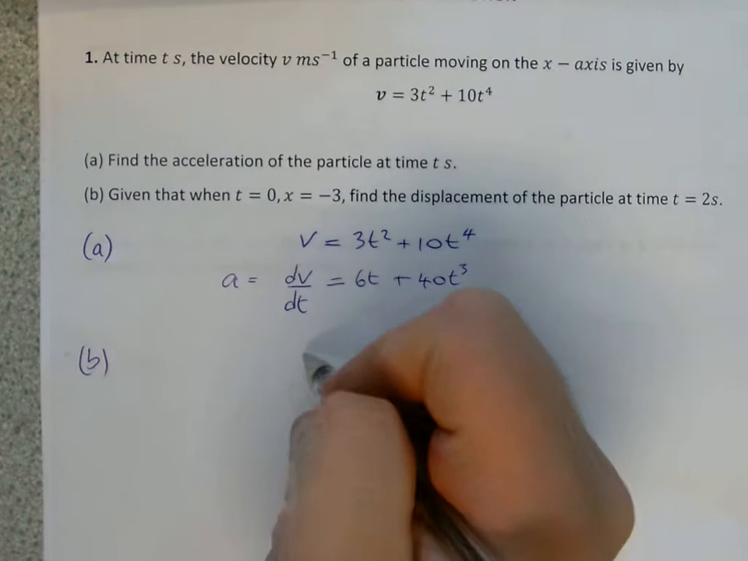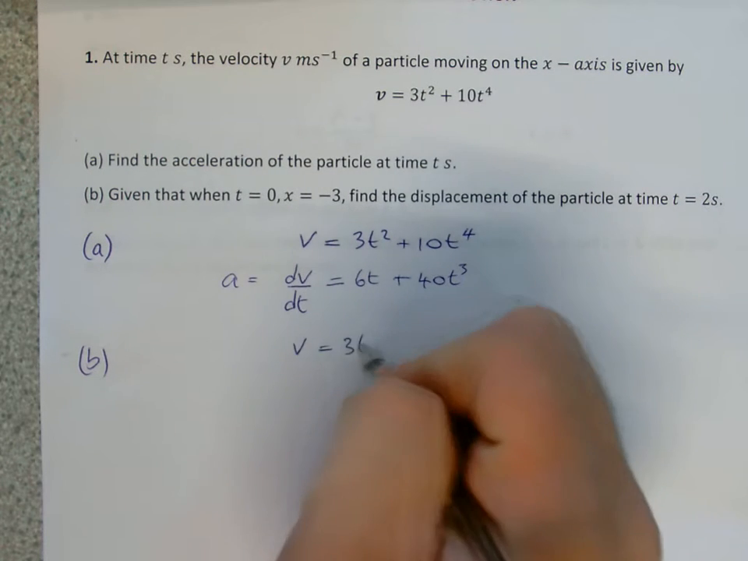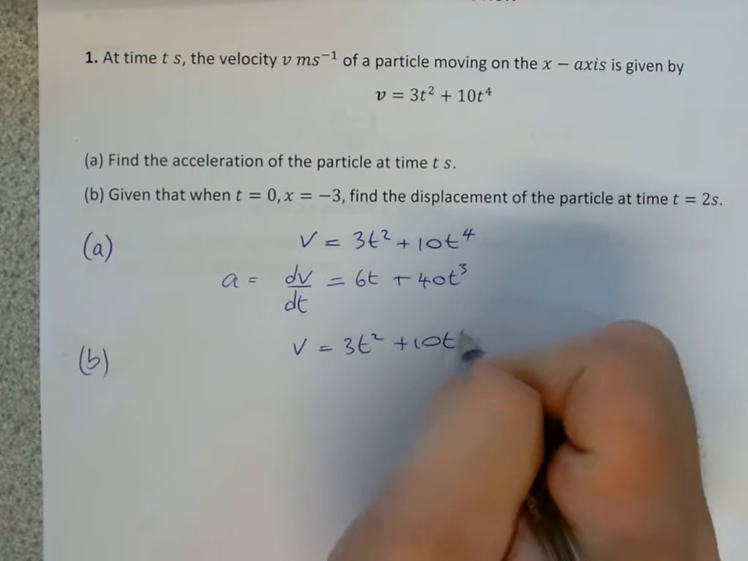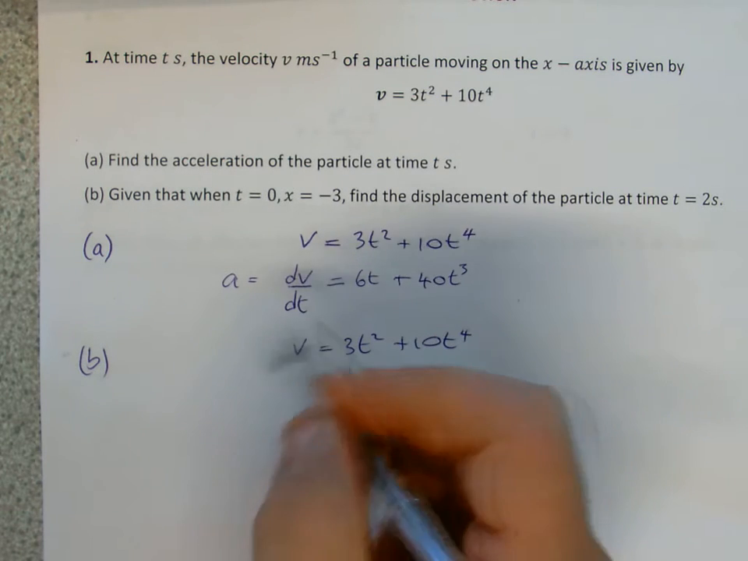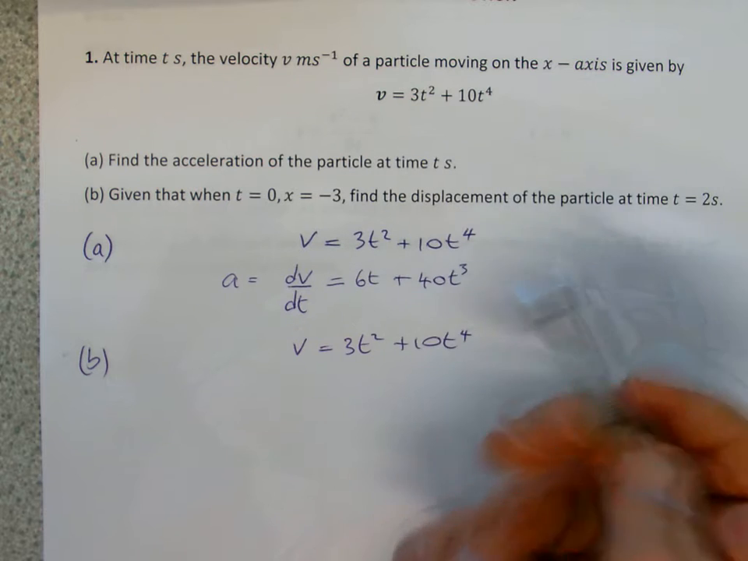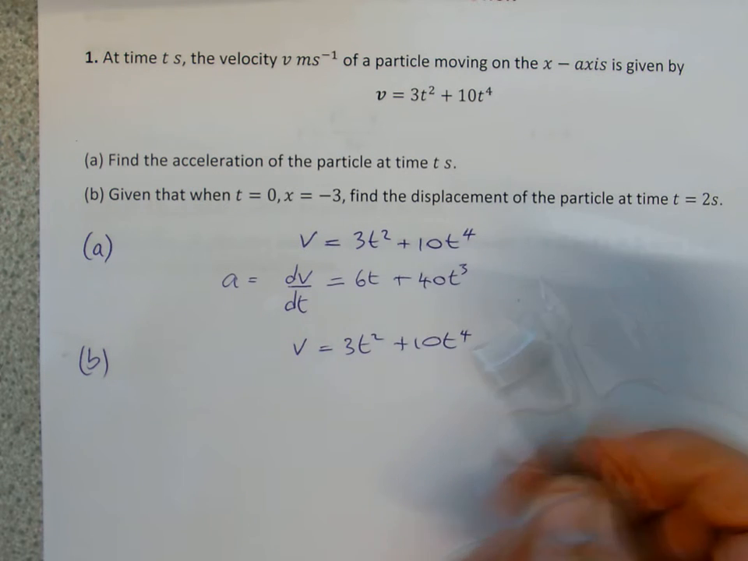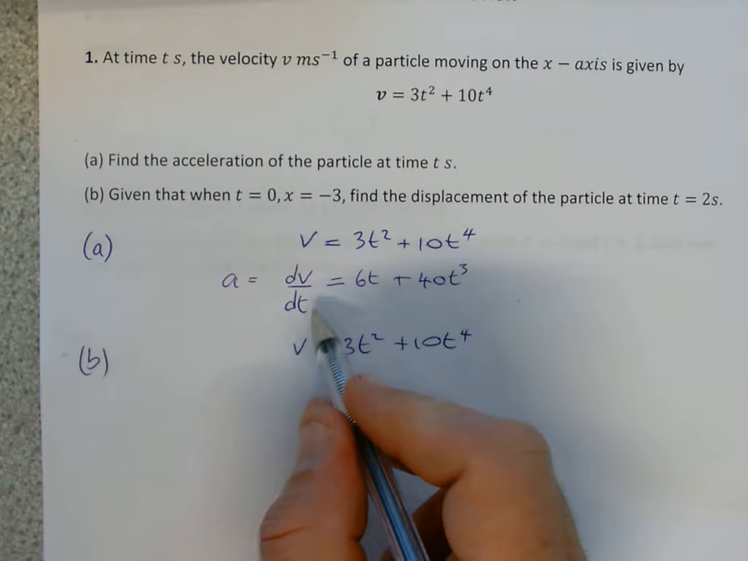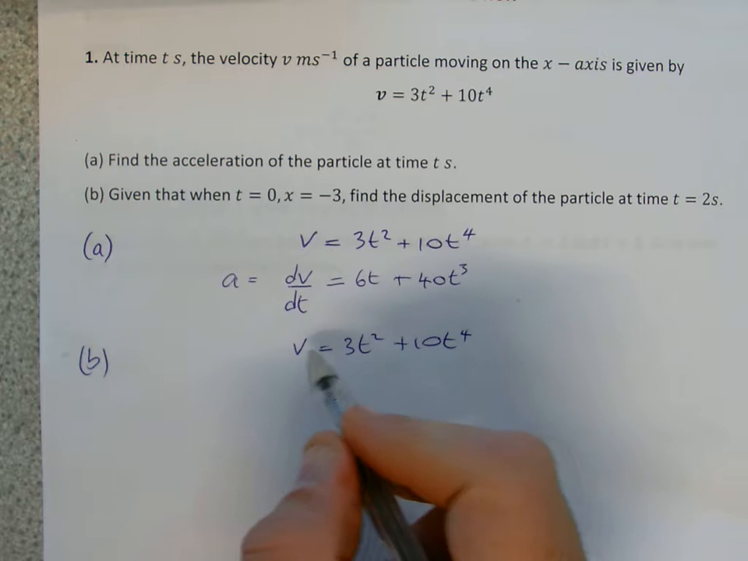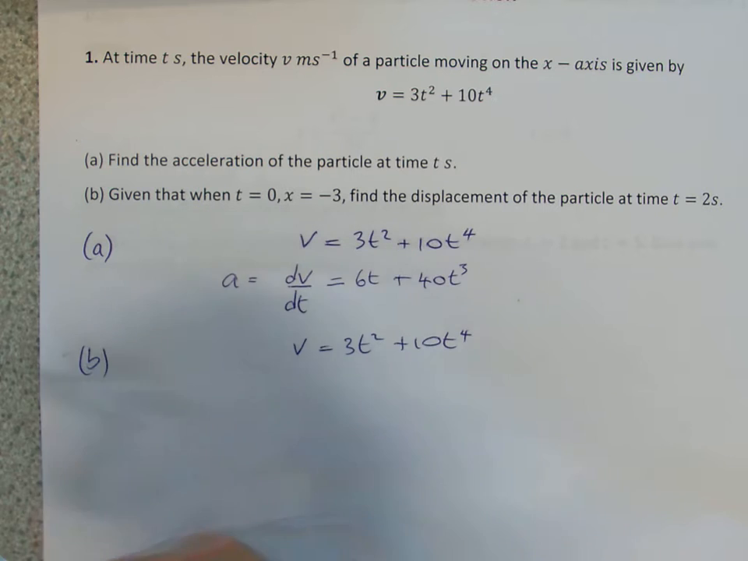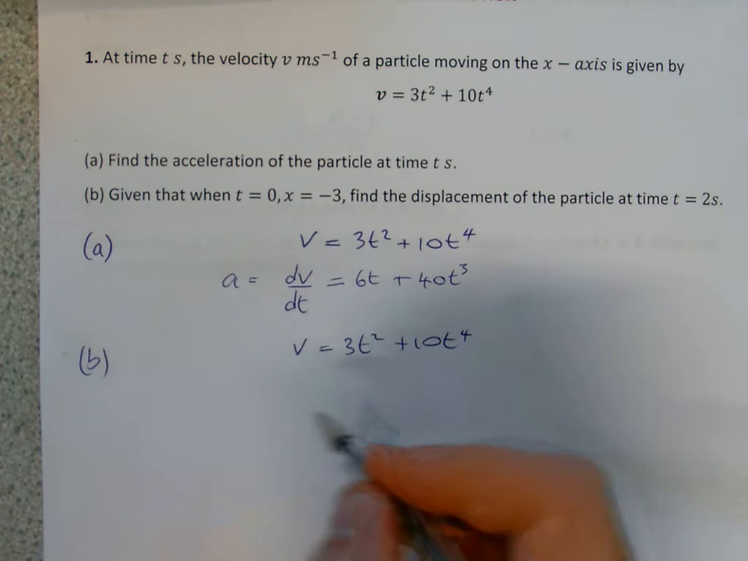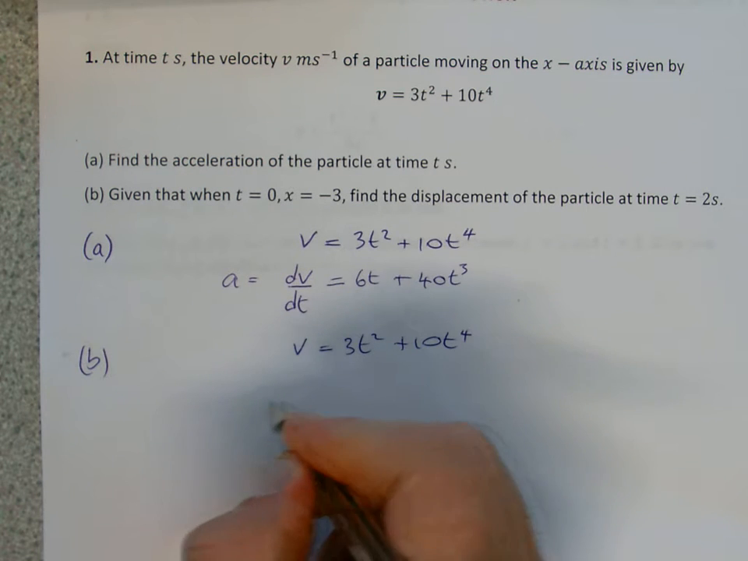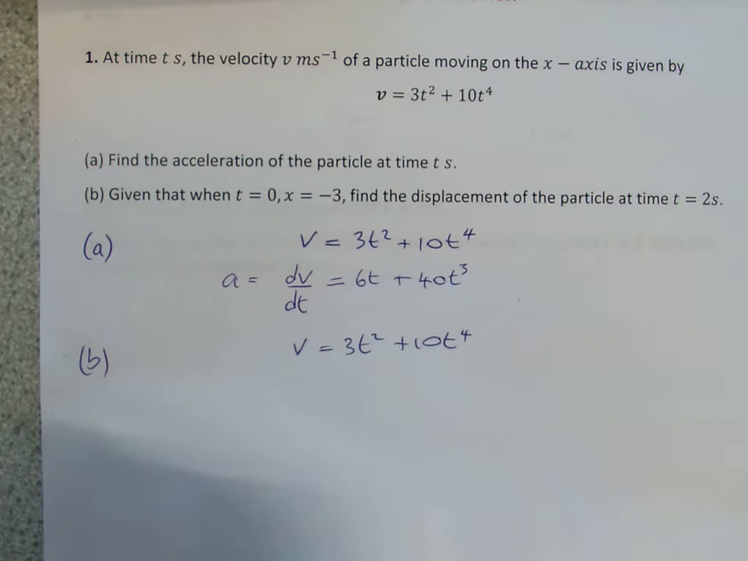So to get the displacement, again, you need to work from the velocity. Now, to get displacement, we'll call this S, obviously, displacement we think of as S. To get from v to s, the displacement, we need to integrate, because if you remember, velocity is the rate of change of displacement. So to get back to s, we need to integrate velocity.